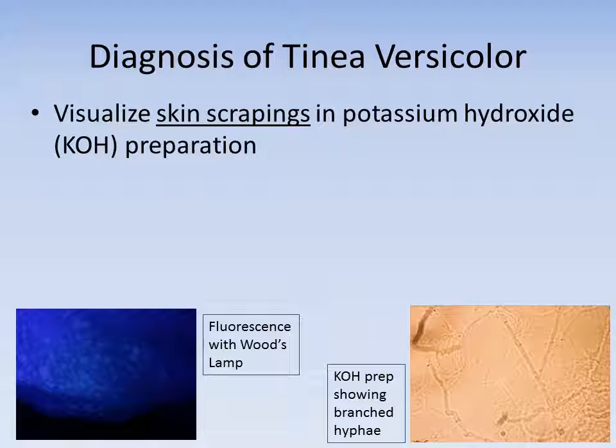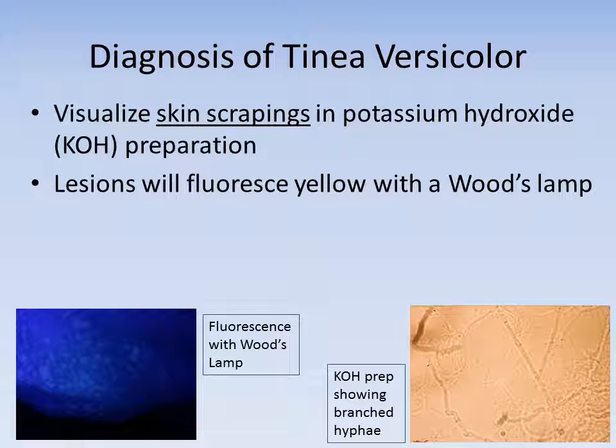Meanwhile, in the doc's office, he may pull a Woods lamp out of the drawer, which is simply a black light, and turn off the lights in the room and shine a black light on the patient because the lesions from this organism will fluoresce yellow, and that helps him make the diagnosis so that he may never even bother to do a skin scraping.